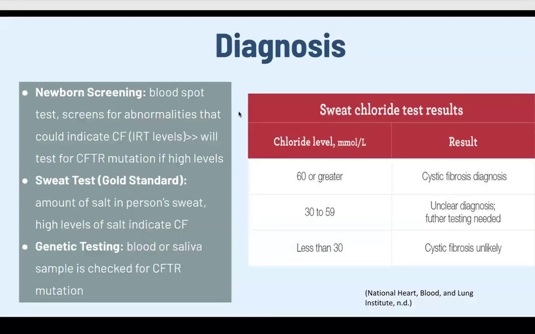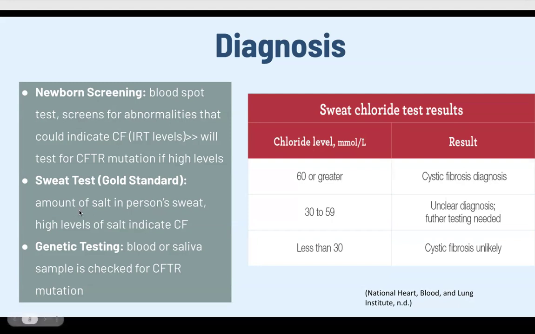There are a couple ways you can diagnose CF. One way is to do a newborn screening with a blood spot test. It screens for abnormalities that could indicate CF, such as high IRT levels. And then this will also test if the CFTR mutation is present due to these high IRT levels.